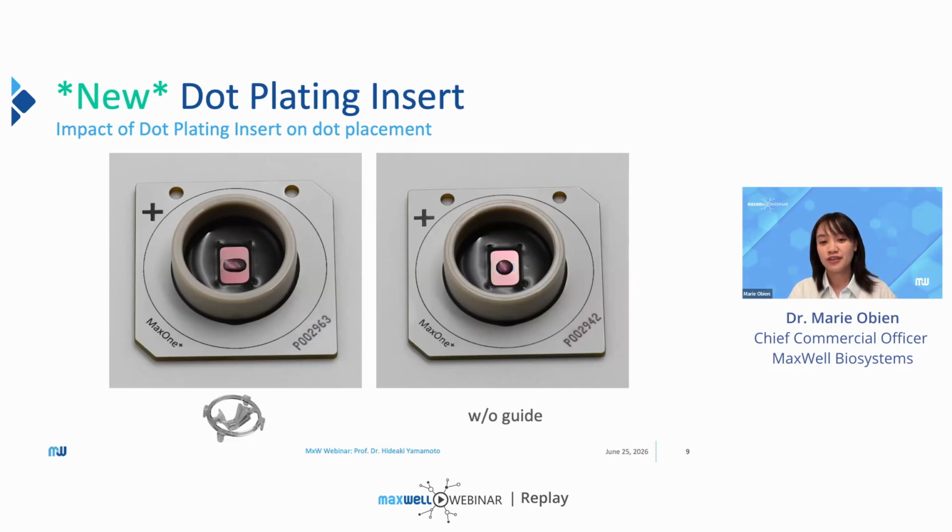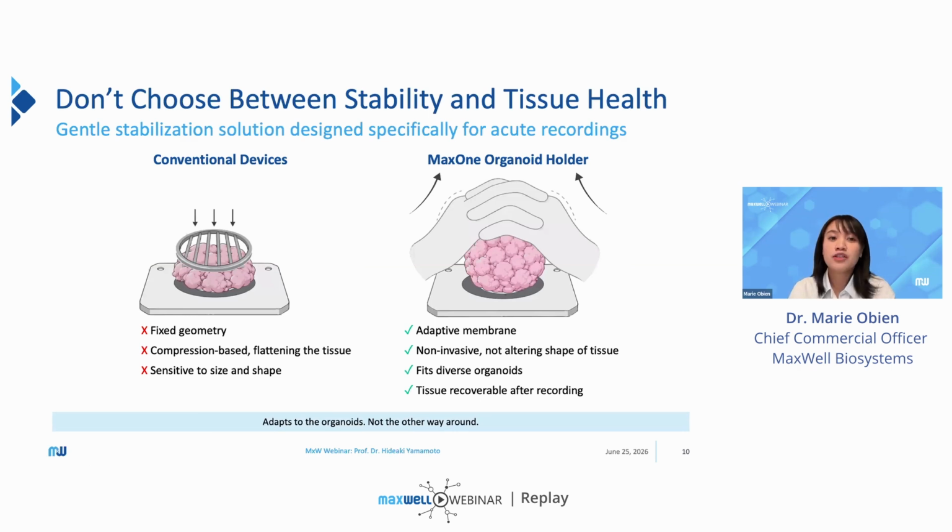Next, for organoids or 3D samples, you would want to have both stability and tissue health. So for normal conventional devices, this is usually a rigid grid that is just sitting on top of your organoid, which has a fixed geometry, is compression-based, and could flatten the tissue, and is also sensitive to the size and the shape of the organoid. Here at MaxWell Systems, we would like to support any types of experiments that you would like to do with organoids.